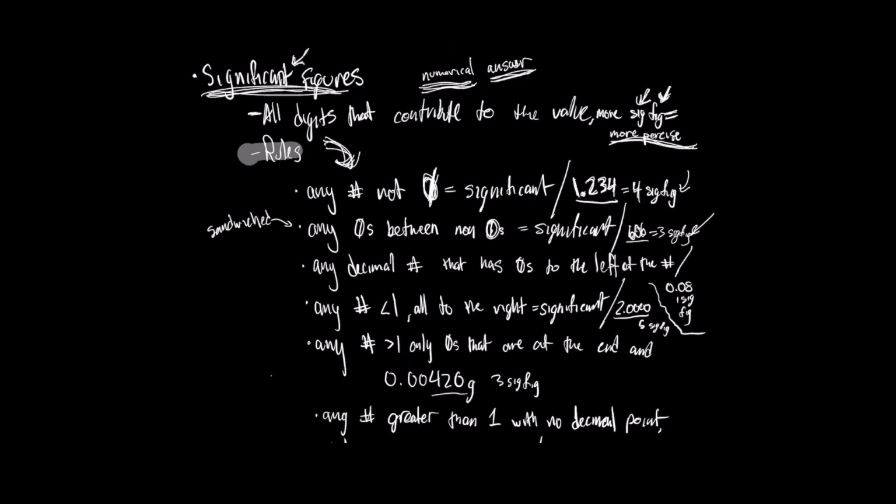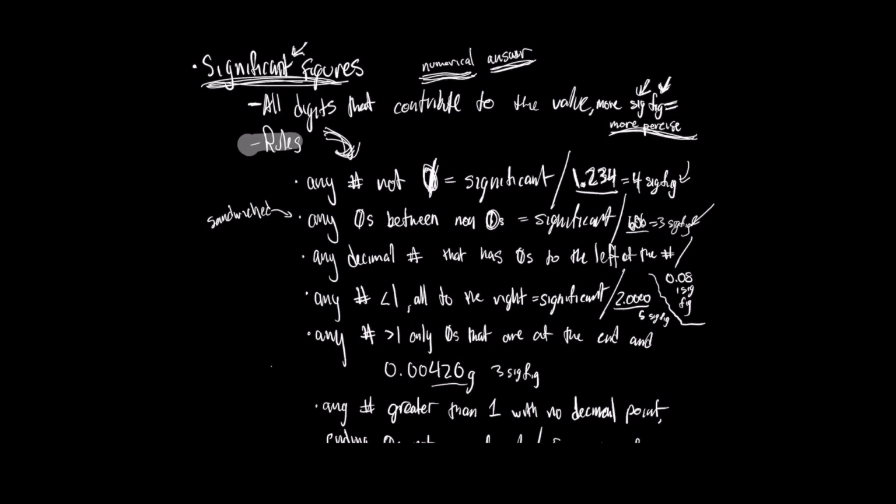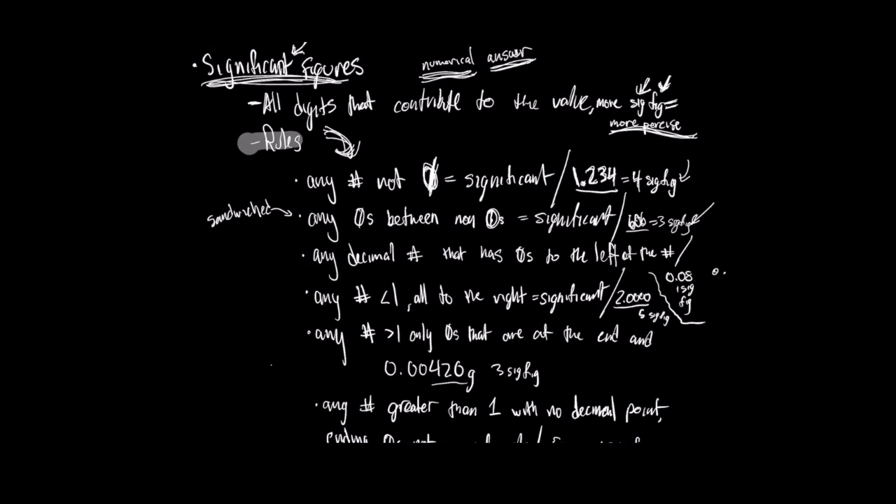The third one. Any decimal number that has zeros to the left of the number, so like 0.08, those are not significant. Just that 8 is significant. It only has one significant figure, because these two zeros, the leading zero and then the zero after the decimal point, are not significant. One significant figure in that answer, and that is the 8.